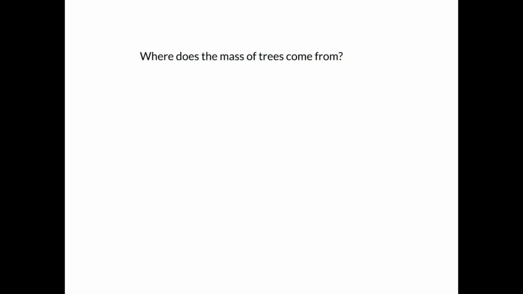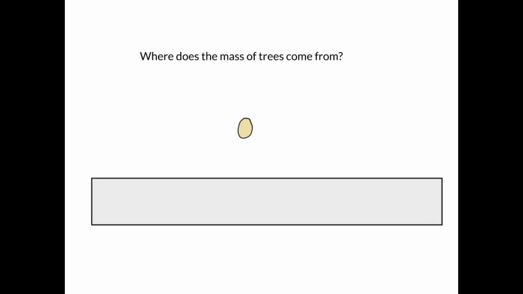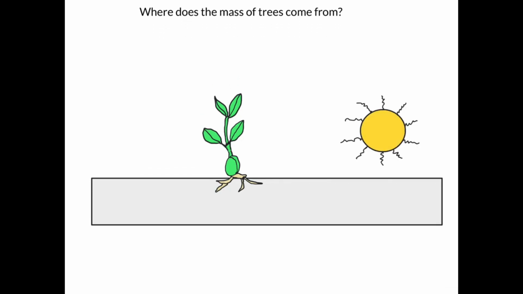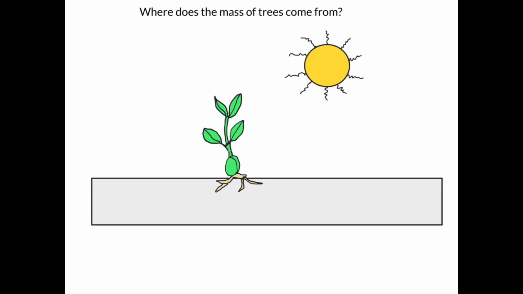Where does the mass of trees come from? First, we start off with a seed, and the seed is planted into the ground. And the seed begins to germinate. Then photosynthesis begins to occur. Photosynthesis is the plant's ability to make its own food.